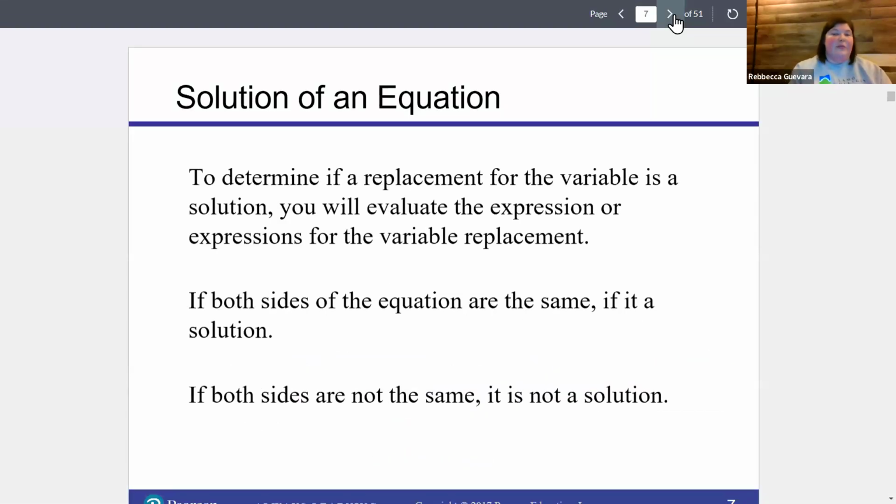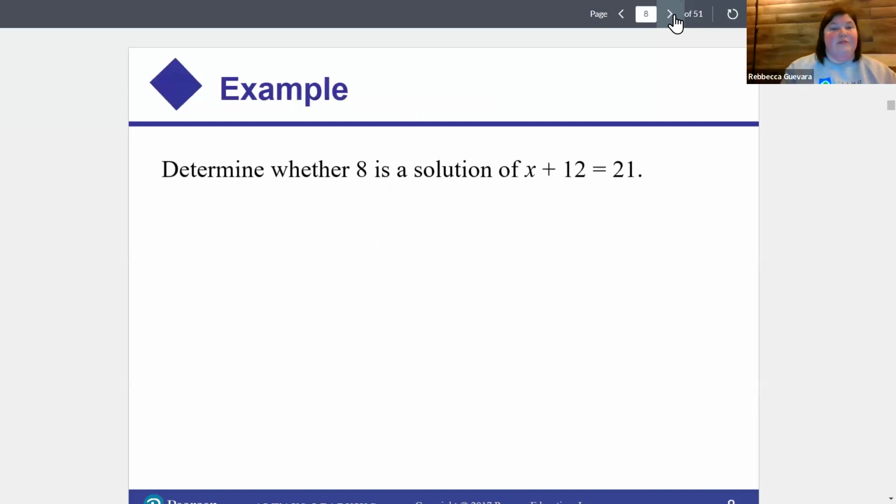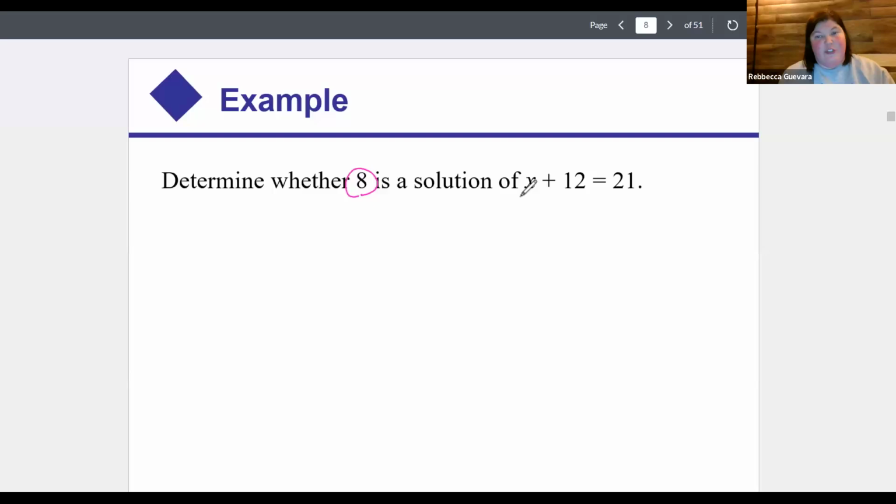To determine if a replacement for a variable is a solution, we have to evaluate the expression or expressions, if we have multiple we have to look at, for the variable replacement. If both sides of the equation are equal for that variable replacement, then it is a solution. If both sides are not equal to each other, it is not a solution. As a quick example, we would determine if 8 is a solution to this. So what we're saying is that x is equal to 8.